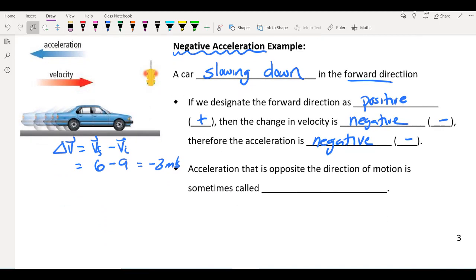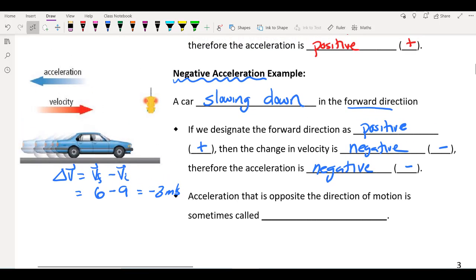Now, another word to describe the situation where acceleration is in the opposite direction of velocity is called deceleration. So you probably heard of that. Deceleration.